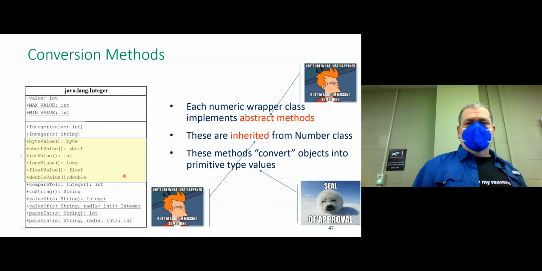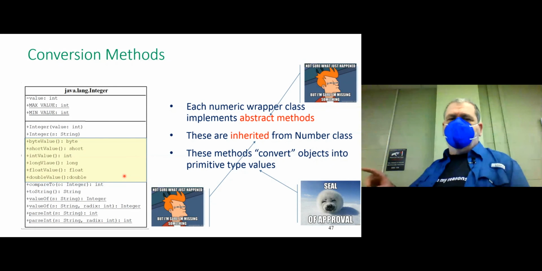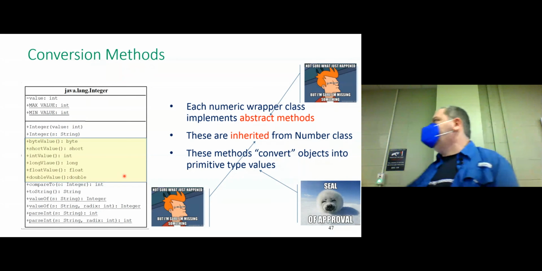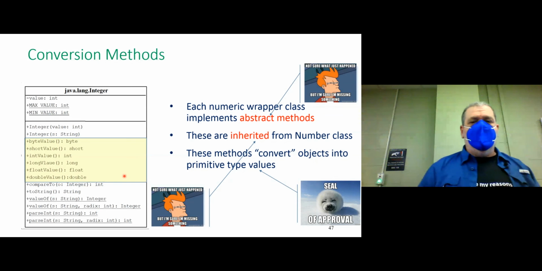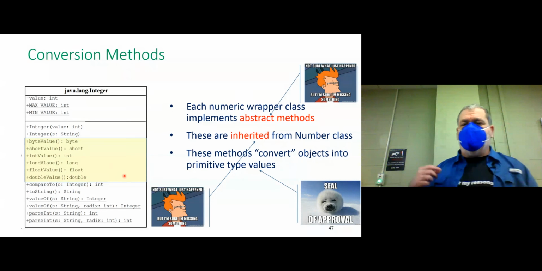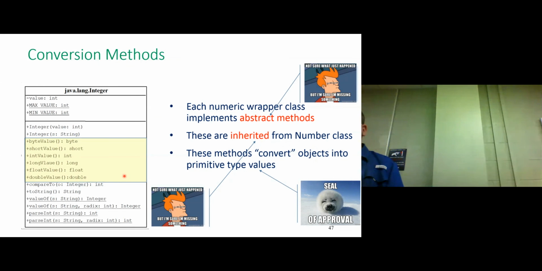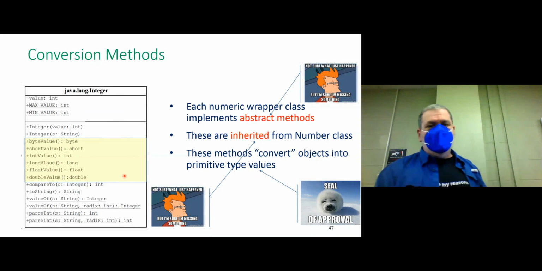But this, so wrapper class, yeah, we talked about it. Abstract method. Each numeric wrapper class implements abstract methods. These methods that I'm showing you are referred to as abstract methods. These abstract methods are inherited from another class called Number. So you get the feeling that Number is much more general than Integer or Float or Double, etc.